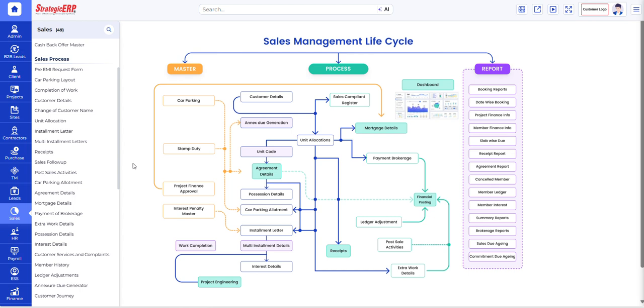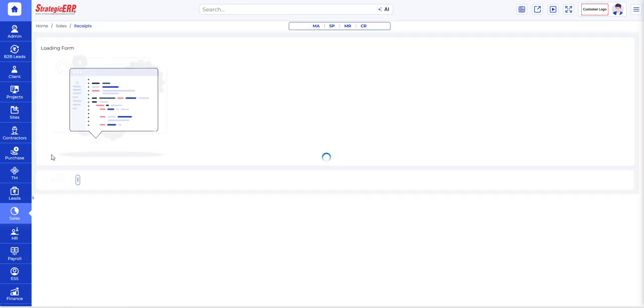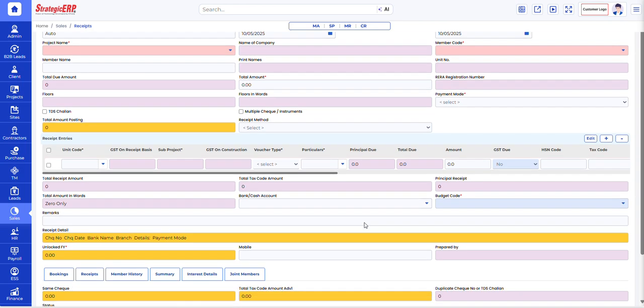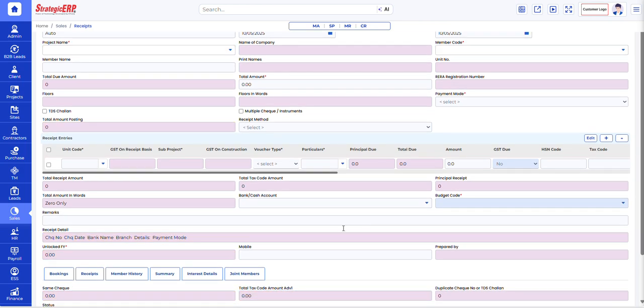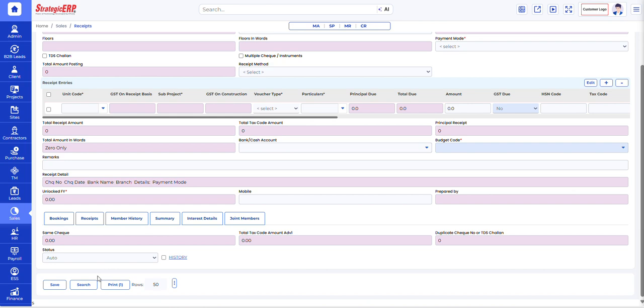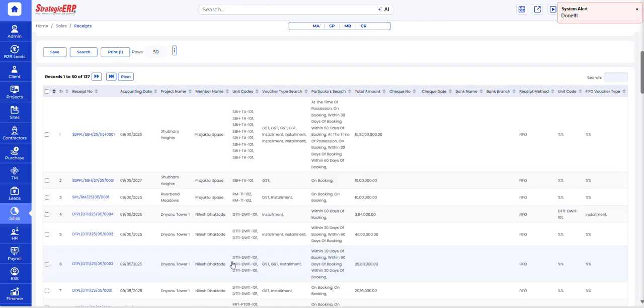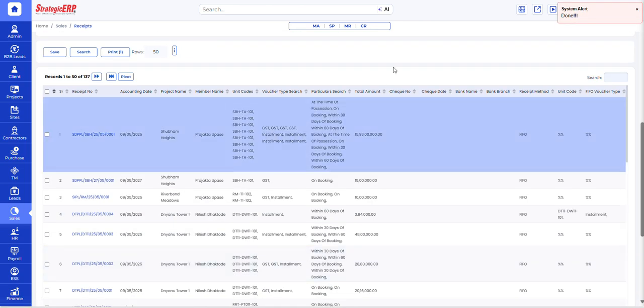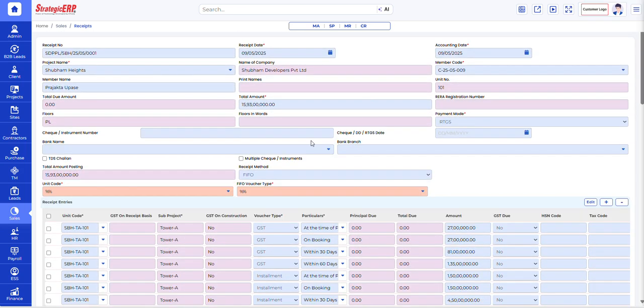So let's start with a submodule called Receipts. Receipts is a very important screen. This is a detail which we capture for the receipt entries for the amount received from the customer. So you have information like the receipt number, which is auto generated, the receipt date, the accounting date, which is the date you have made the entry.